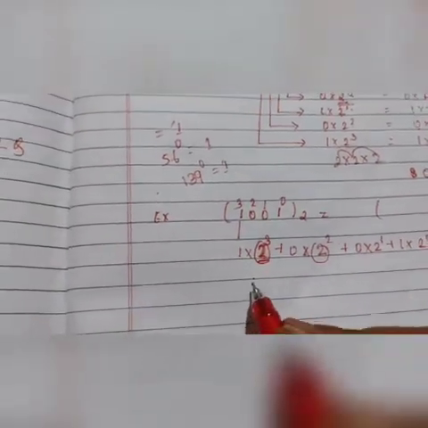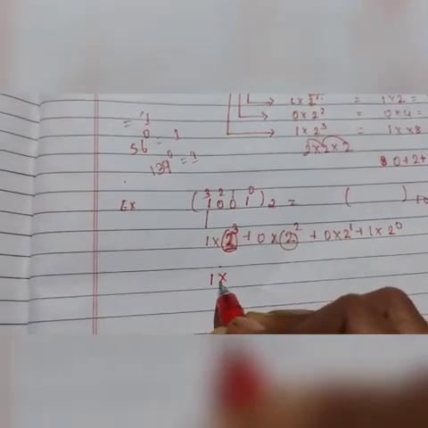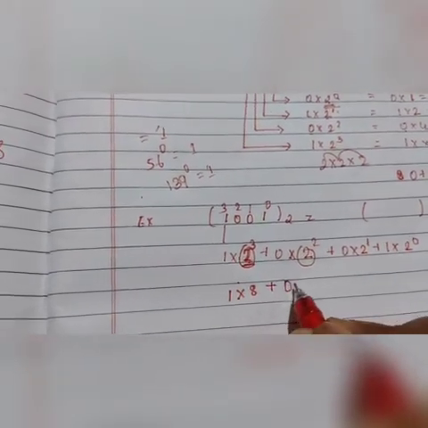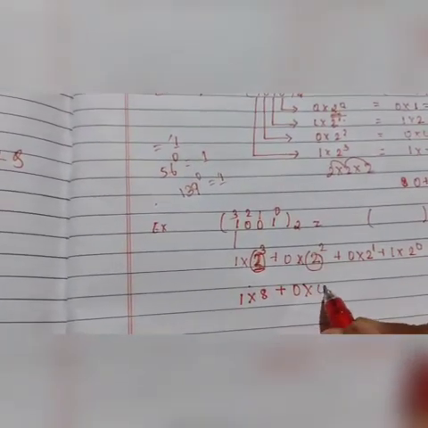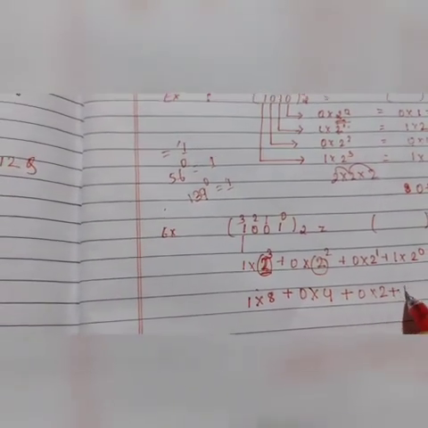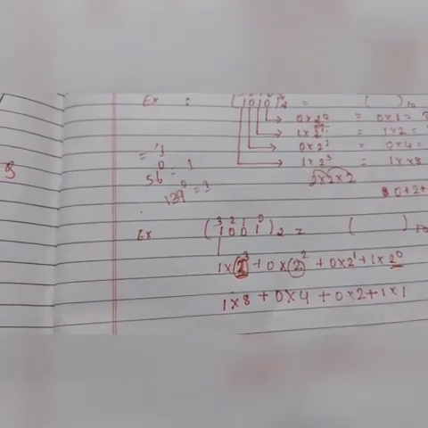So after this, what will we do? We will calculate this one. So the answer will be 1 into 2 to the power 3, which is 8. Then 0 into 2 to the power 2, plus 0 into 2 to the power 1, and 1 into, here what will it become? 0? No, here 2 to the power 0 will come as 1.